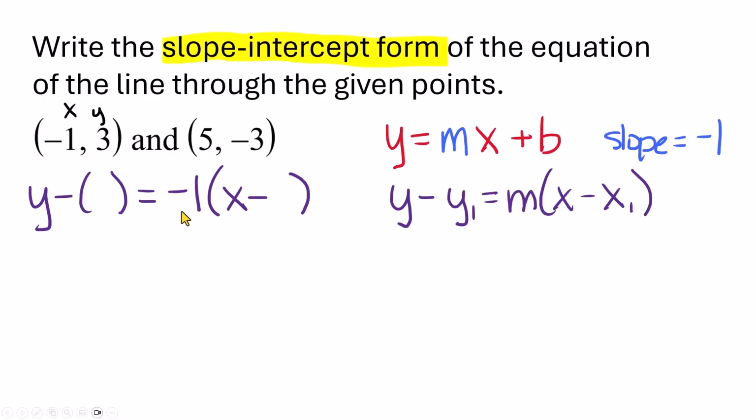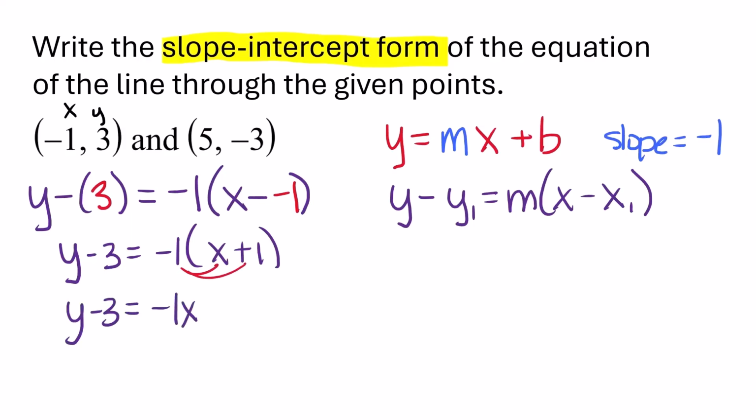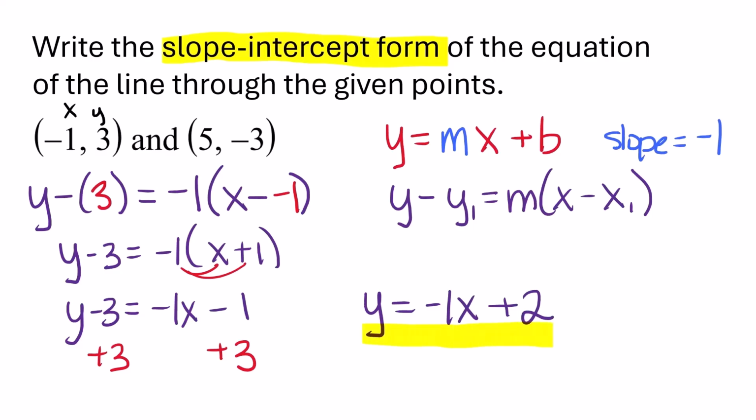We already know the slope is -1. The y goes with the y, so this 3 will go here. The x goes with the x. You have a double negative here, so that needs to get fixed to a plus. Then we're going to do distributive property. Y minus 3 equals -1x minus 1. Now, in order to get to our answer, y equals mx plus b, we have everything except this y needs to be by itself. So let's add 3 to both sides. And we get y equals -1x plus 2, which is what we got before. Same problem done 2 different ways.